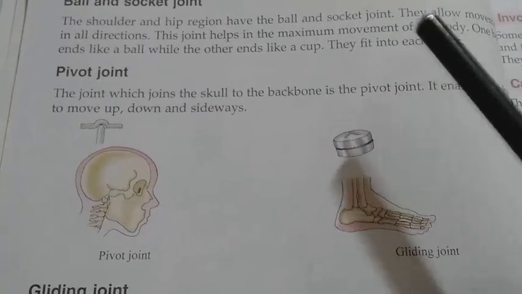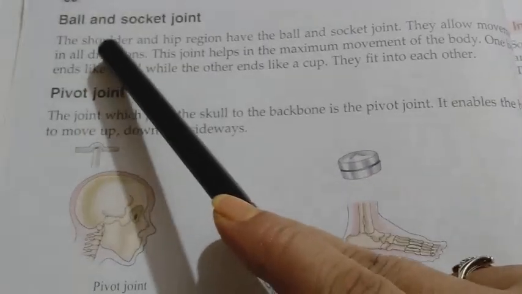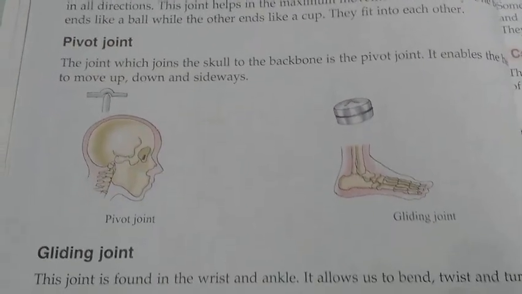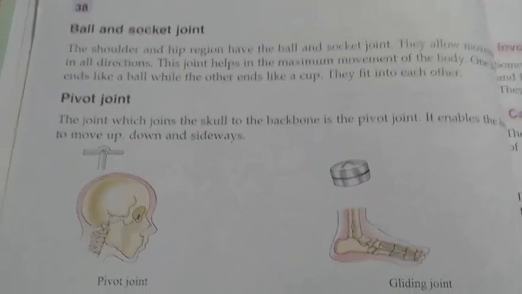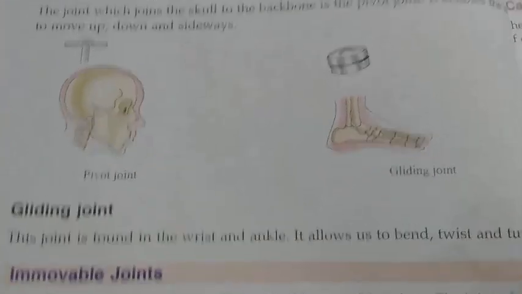These are ball and socket joints, and they lie in our shoulder and hip joints. Just a ball, like a ball and cup. A ball moves within the cup, and we can move our body parts in this way.